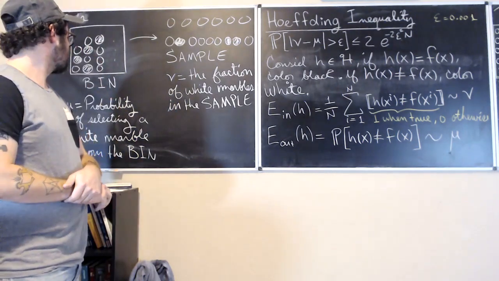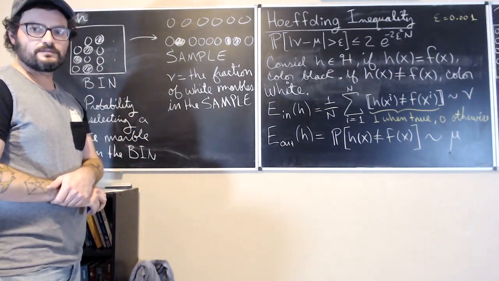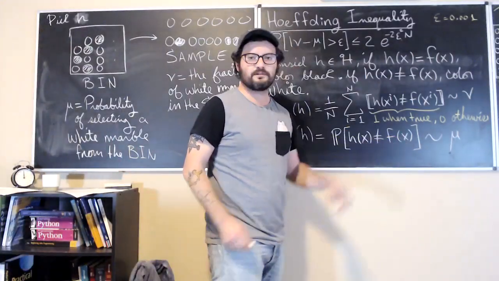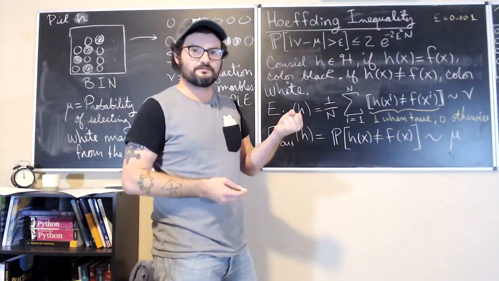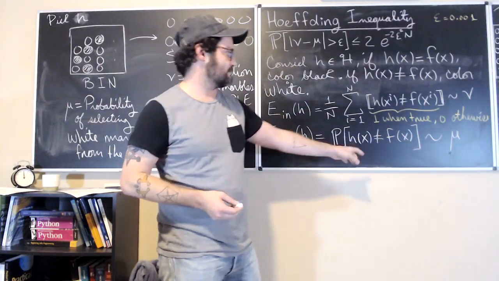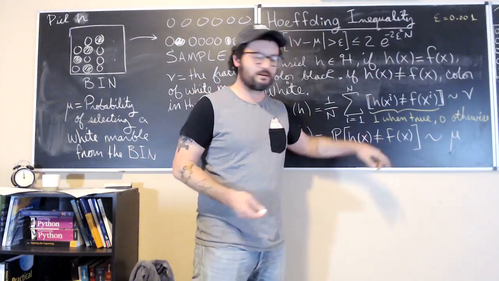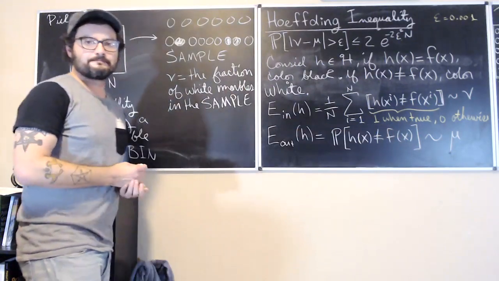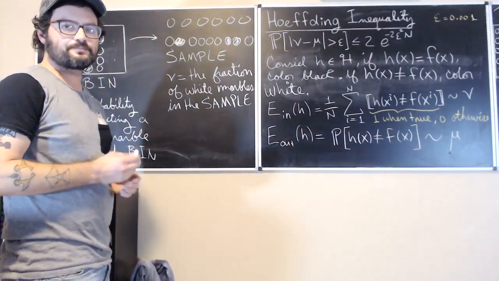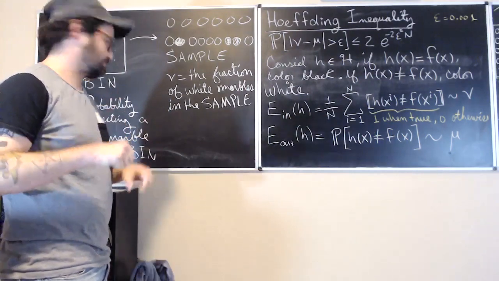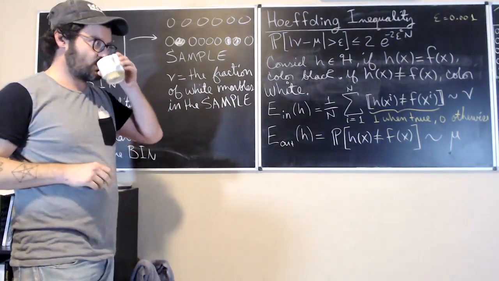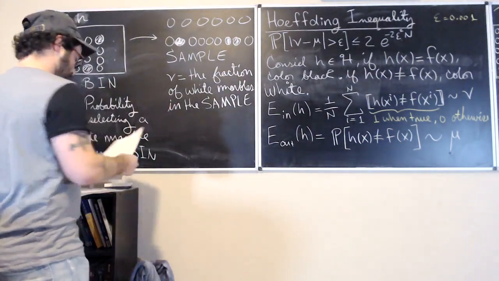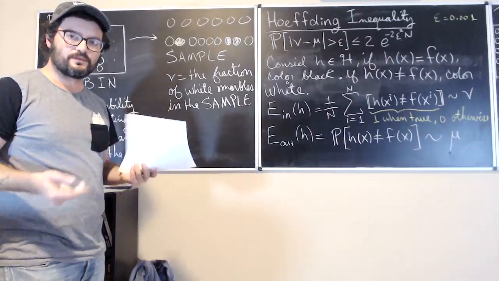Okay. So again, when this happens for a given feature vector x, we color that marble white. So the probability of selecting a white marble from there, it's the same thing, right? Good? No? More or less okay?